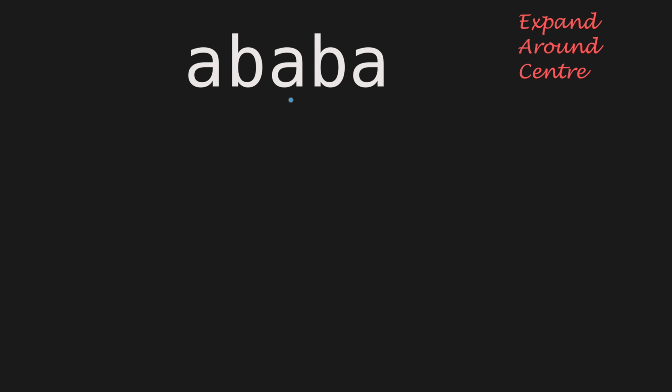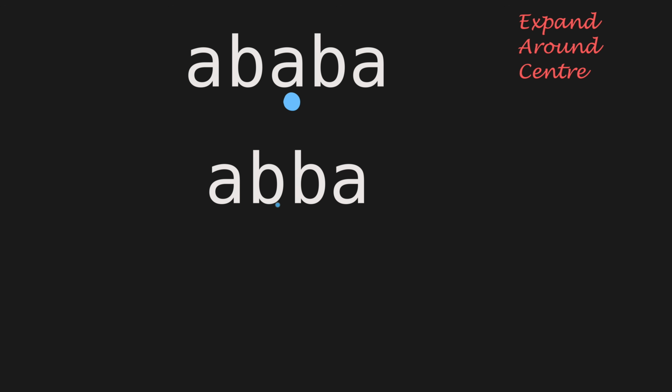And the core idea is that every palindrome has a center. For an odd length palindrome, there is only one center, which is a single character, for example, character A here. But for an even length palindrome, the center is between two identical characters, and in a way, it is around two identical characters. For example, the two Bs here.